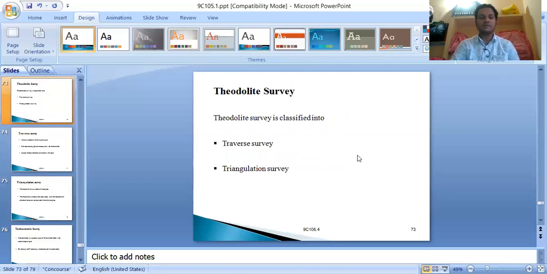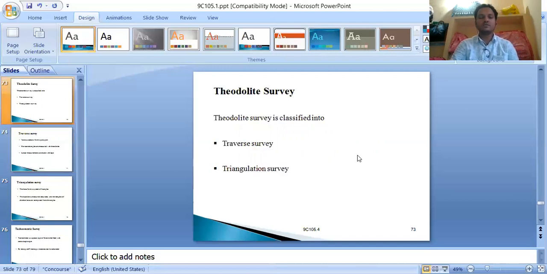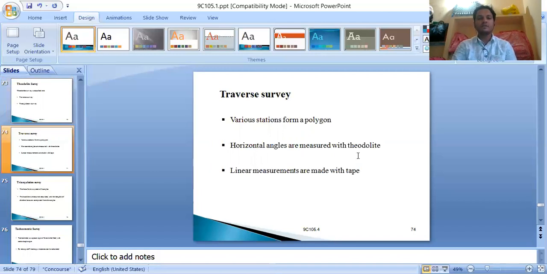We have theodolite survey. This can be classified as traverse survey and triangulation survey. With this instrument we can measure horizontal angles as well as vertical angles. Traverse survey means various stations form a polygon and horizontal angles are measured with the help of a theodolite. Linear measurements are made with the help of a tape or chain.